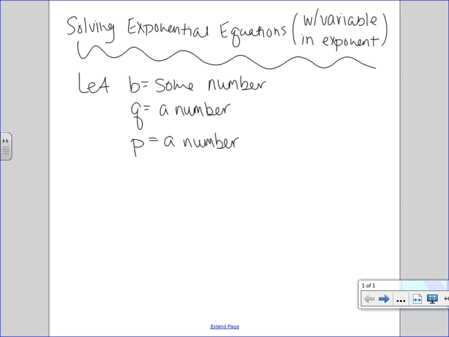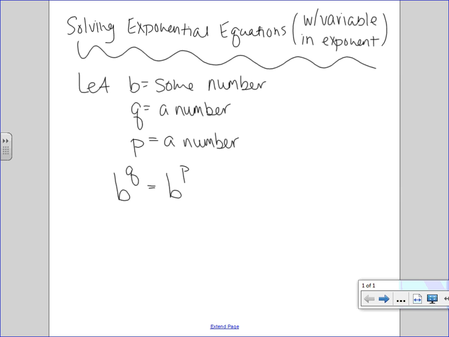Okay, p and q are kind of random, but I picked b for a reason. I'm going to let b be my base. So I have some number b, and I'm going to raise that to the q power. And I'm going to tell you that that is equal to the same b raised to the p power. So I've got b to the q is equal to b to the p.